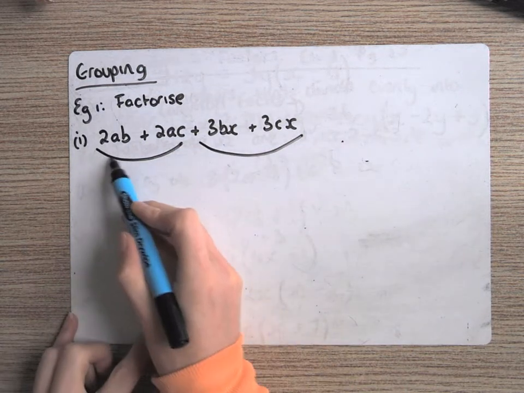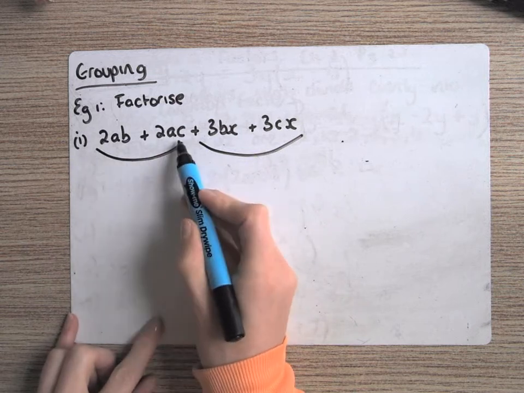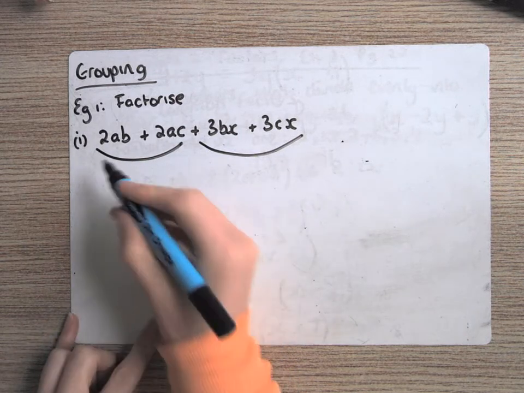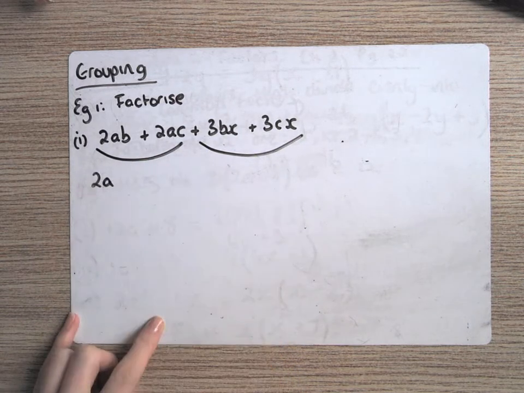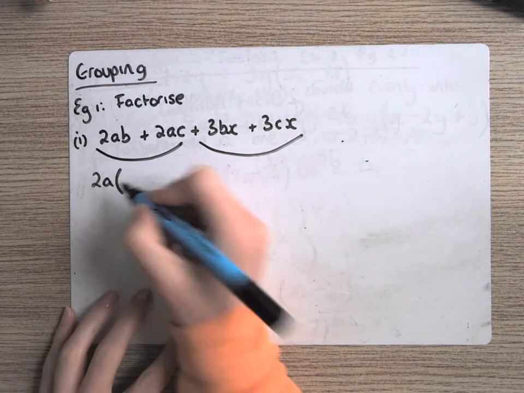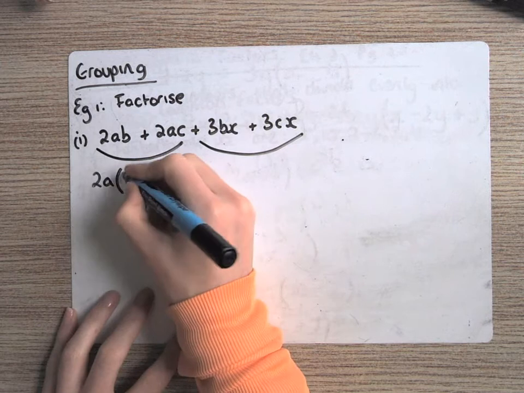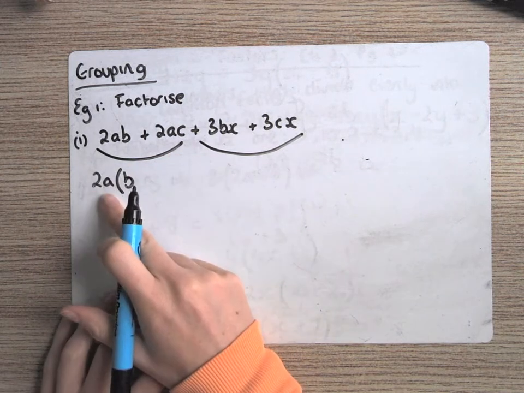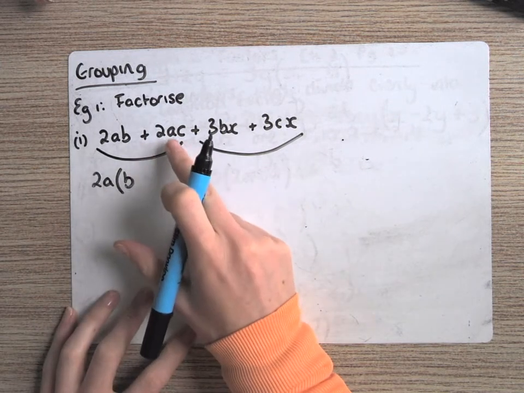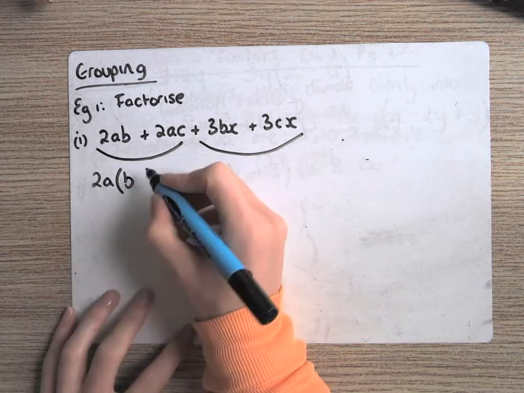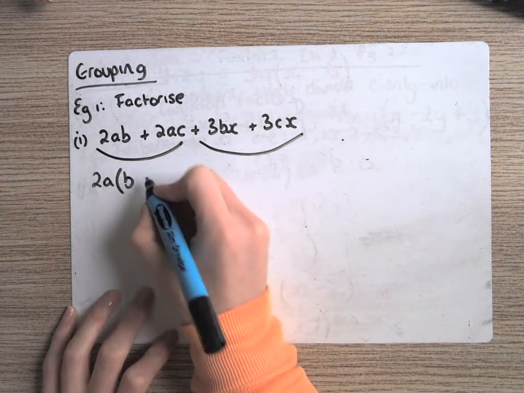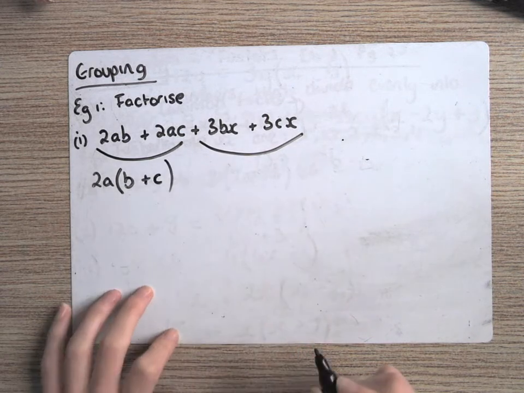So what is common to 2AB and 2AC? 2A. That comes outside a bracket. Now, 2A by what gives me 2AB? B. Lovely. 2A by what gives me plus 2AC? C. And is it a plus or a minus? Plus. It's a plus C. Good?